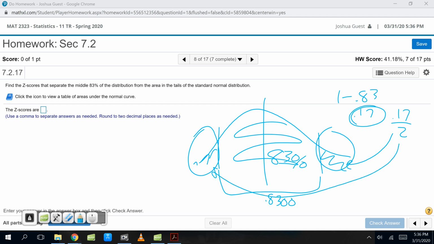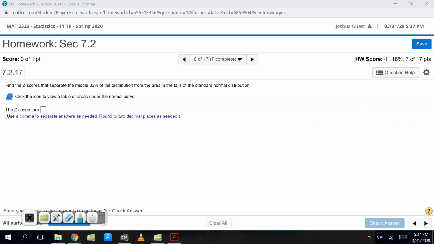So what is 0.17 divided by 2? It's 0.085. So then we have 0.085 over here and 0.085 over here. Now we saw this a little earlier. What happens when you have them the same? Once I find this z-score and it's negative, I just change the sign of it to get this one, because if it's to the right versus to the left, you just change the sign of the z-score and it's going to work. So let's look up 0.0850 on my table.